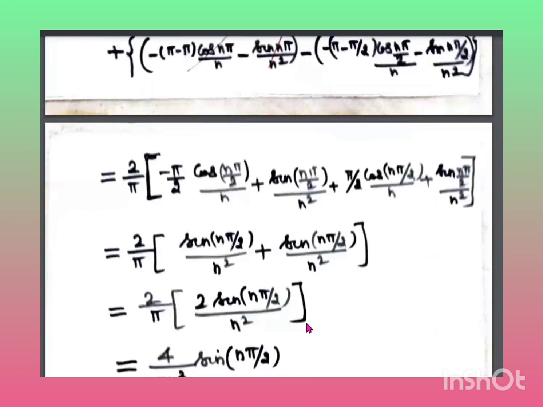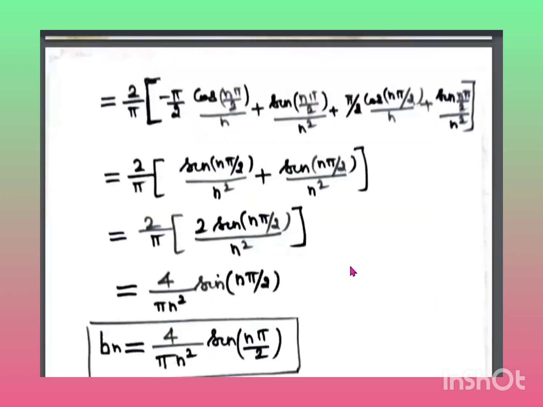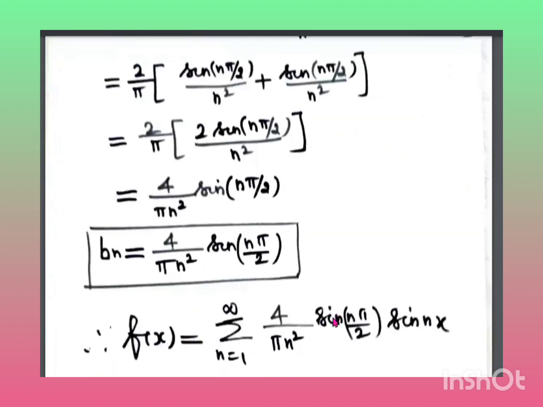So the answer is 2 divided by pi times sin n pi by 2 divided by n square plus sin n pi by 2 divided by n square, which is equal to 2 divided by pi into 2 sin n pi by 2 divided by n square. The answer is 4 divided by pi n square sin n pi by 2. This is the bn value.